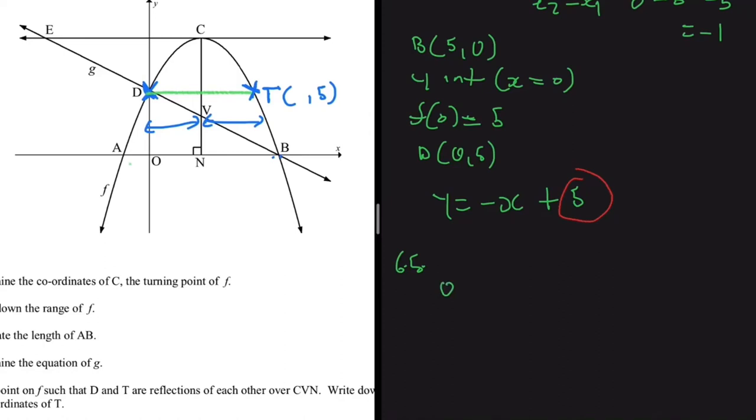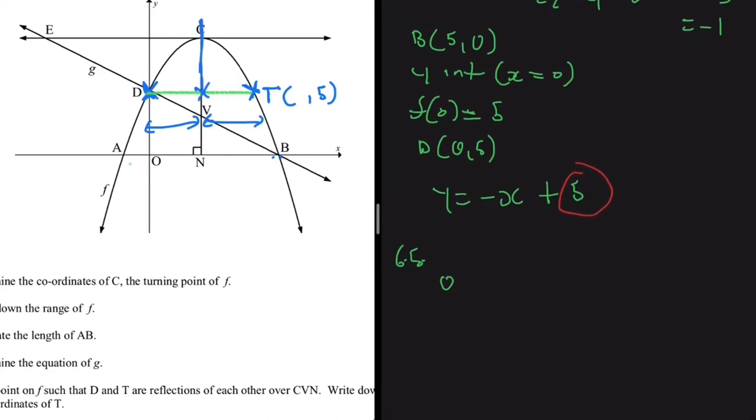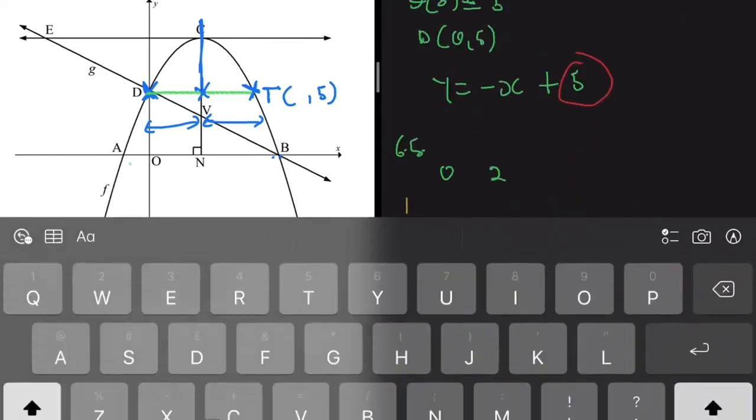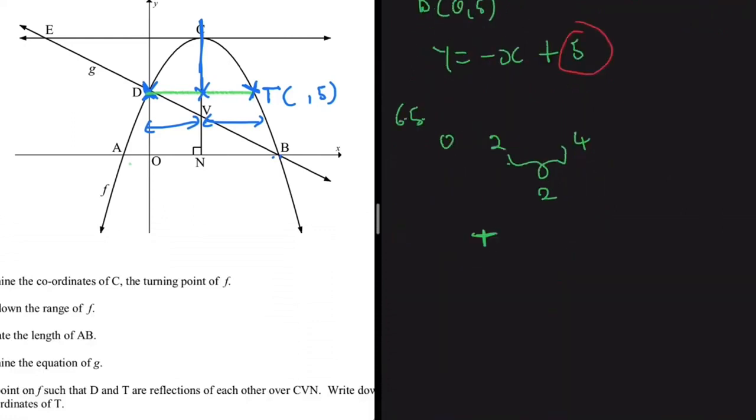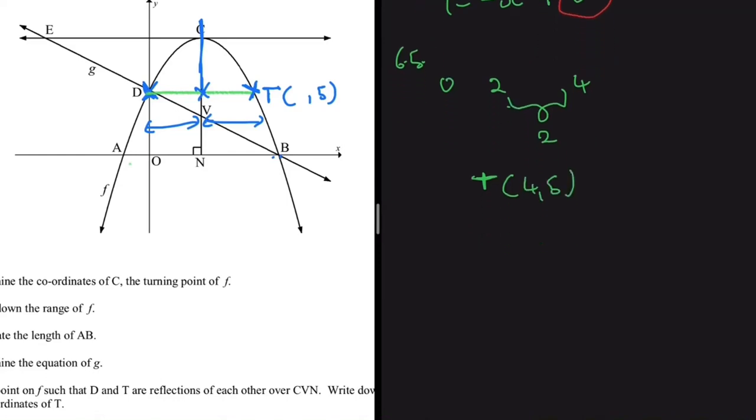And then we can find the distance here by using the x value of our turning point. The x value of our turning point is 2, right? So from D to CVN is 2 units. Then from CVN to T, it will also be 2 units, right? So if we add 2 to 2, we get 4. Now the coordinates of T, the reflection of D over CVN, will be (4, 5), right? And that's how you essentially determine it.